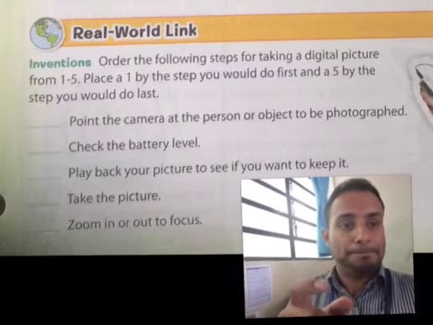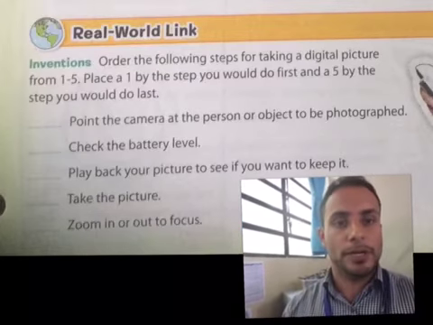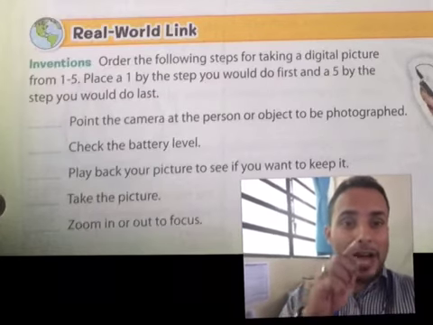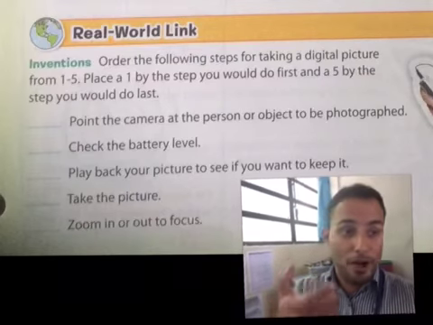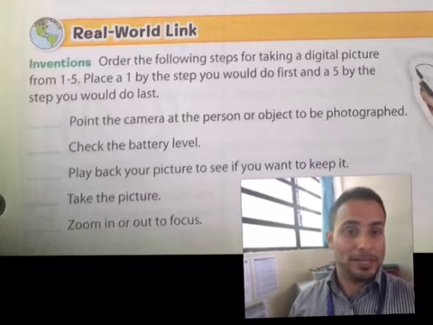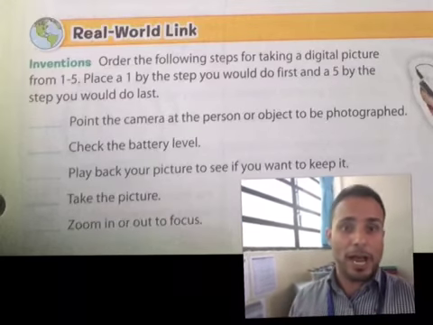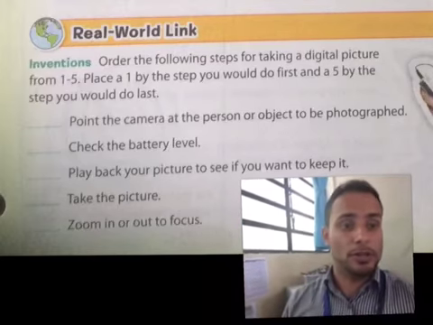Okay. Go ahead and do these on your own. I'm curious to see what order you put. Personally, myself, I would check the battery level first. I want to make sure that my camera or phone, because I often use my phone as my camera, has enough battery that I can take a picture before I can do anything else. So that would be my number 1. And I think play back your picture to see if you want to keep it. That's usually the last step. After I've gone through everything, I've taken my picture, I like to see it. So that would probably be my number 5. Anyways, go ahead and do this on your own. Let's move on.